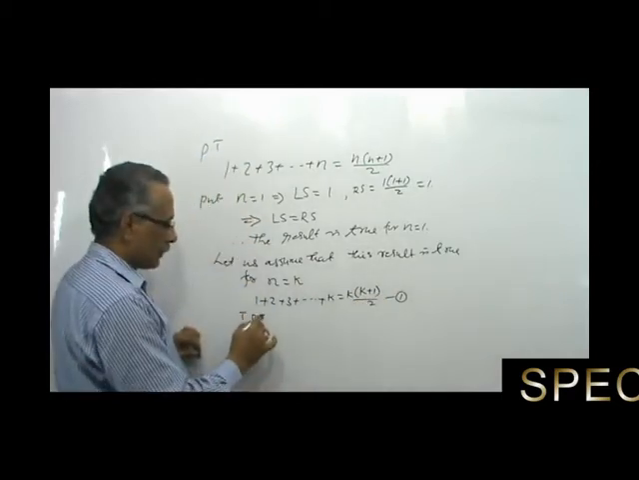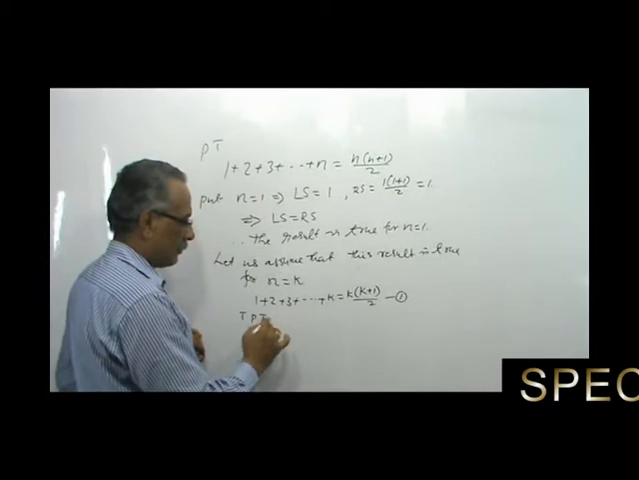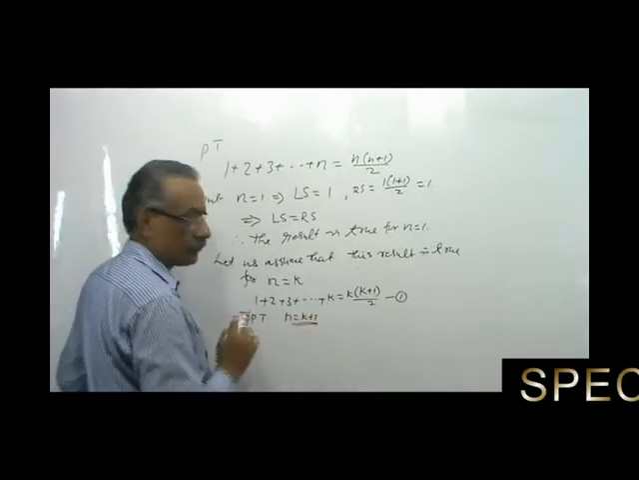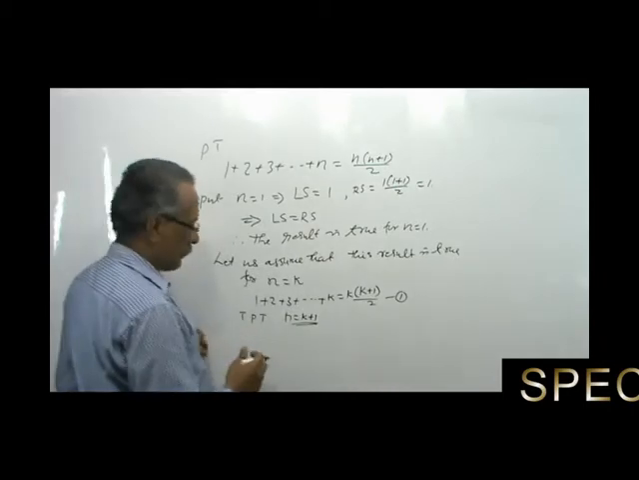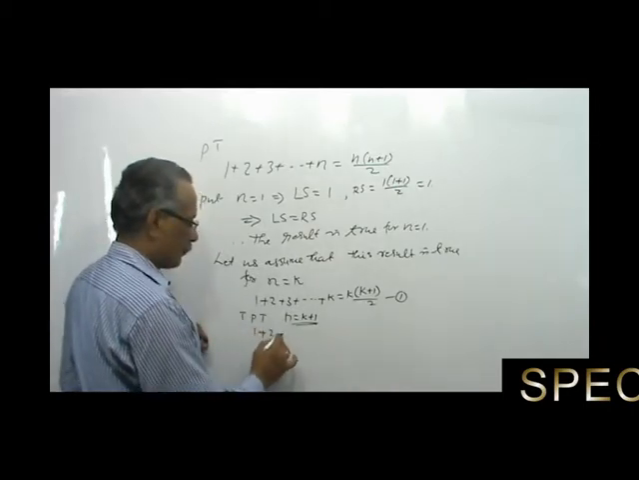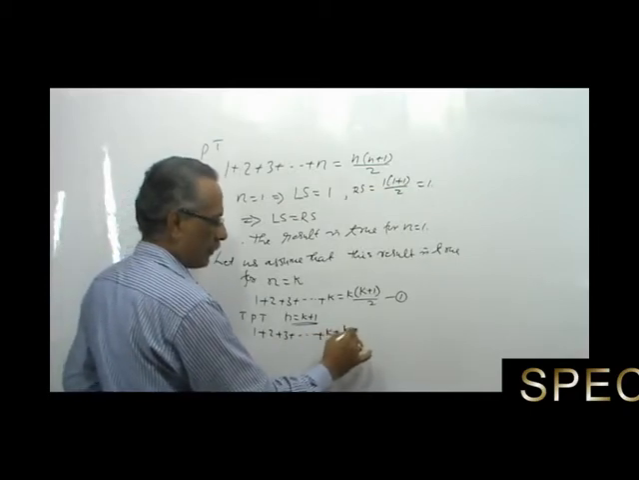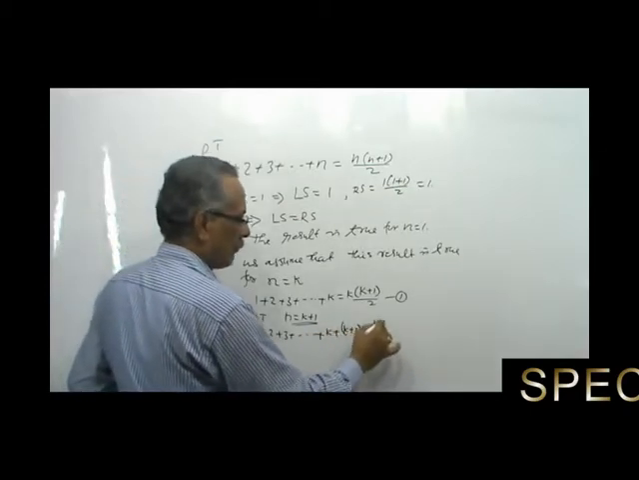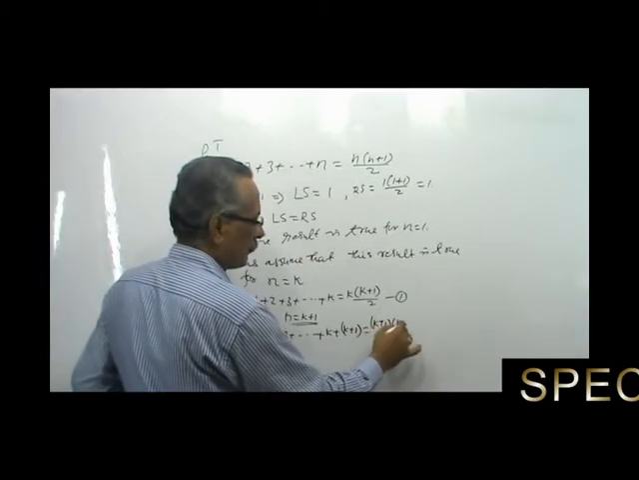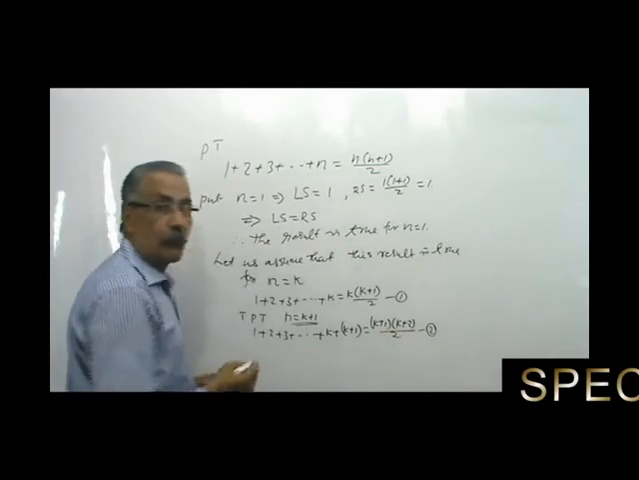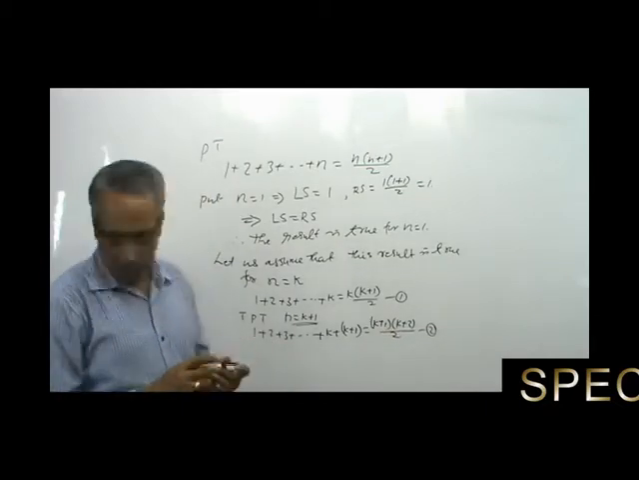To prove the result for n is equal to k plus 1, what will be that result? That will be 1 plus 2 plus 3 plus etc. plus k plus 1 is equal to k plus 1 into k plus 2 divided by 2. Call this equation 2. This is to be proved using equation 1.